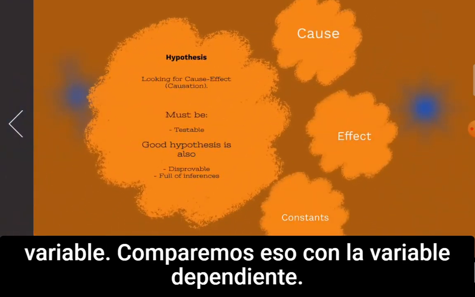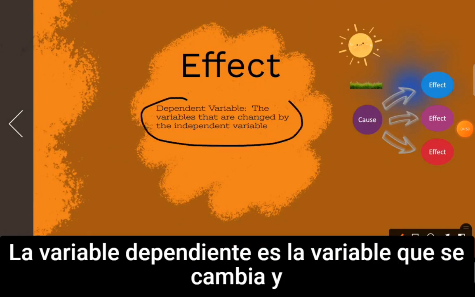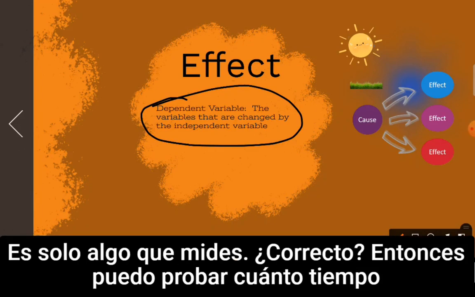Let's compare that to the dependent variable. The dependent variable is the variable that is changed. And you can have as many of them as you want. It's just something you measure, right?